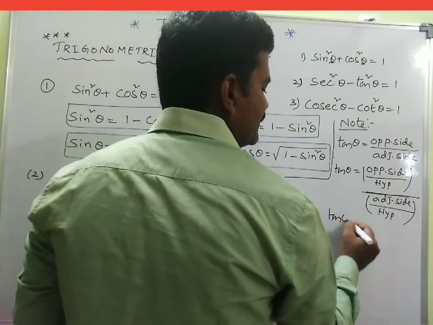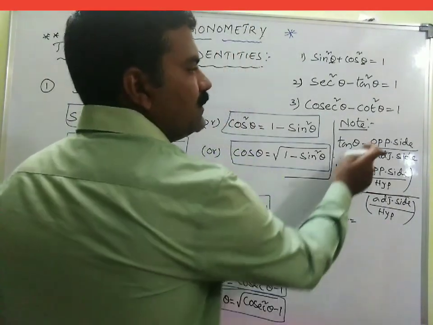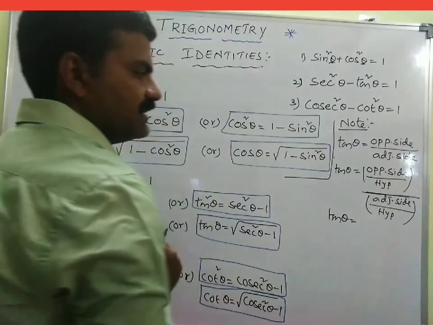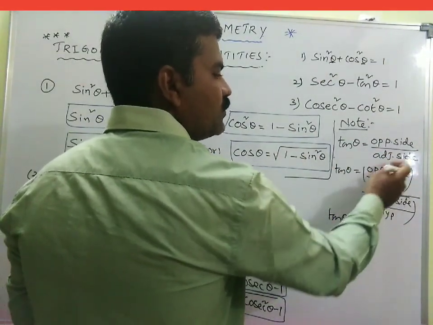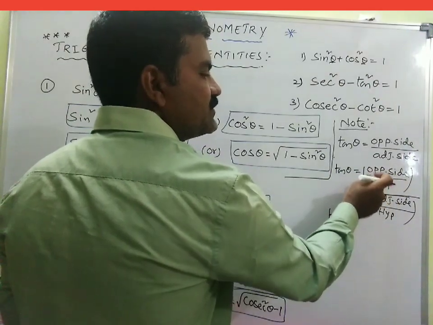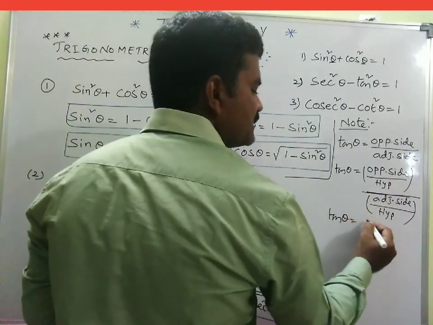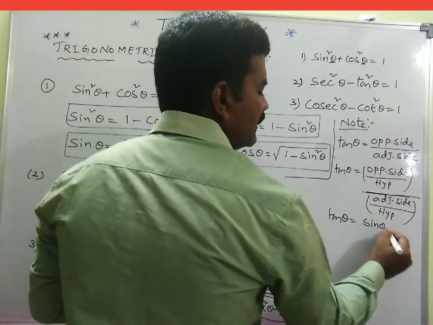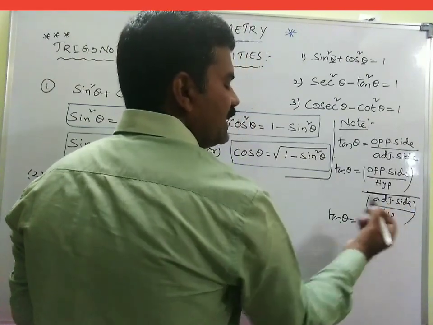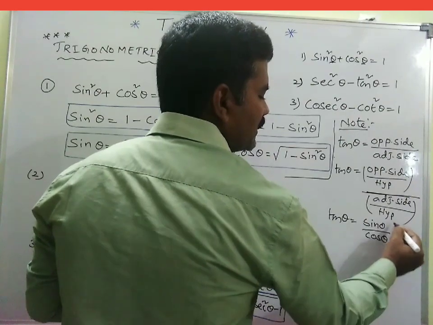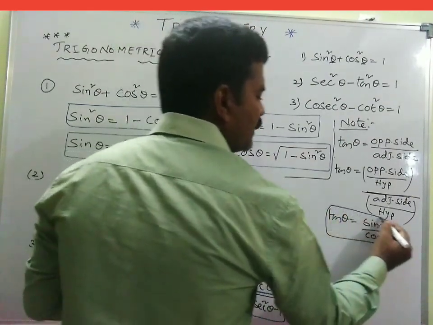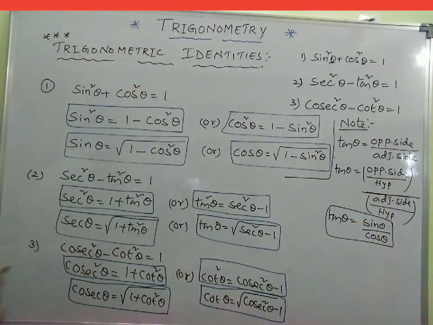Therefore tan theta is equal to opposite side by adjacent side. See, if I divide by the hypotenuse, now opposite side by hypotenuse is the ratio. This ratio we denote as sin theta. And adjacent side by hypotenuse, this ratio we denote as cos theta. So therefore, this is one more formula for tan theta.